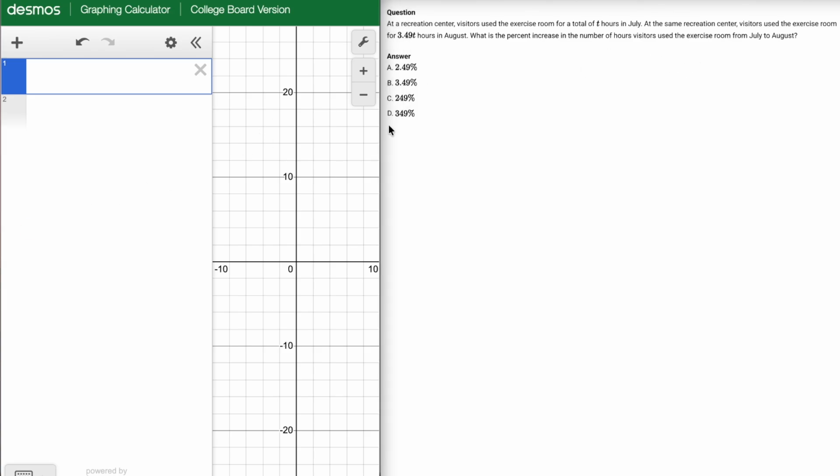So percent increase. The first thing I'm going to do here is, it says that it was T hours in July and then 3.49 T hours in August. So I'm going to plug in 1 for T here. So it's 1 hour in July, and then 3.49 in August.